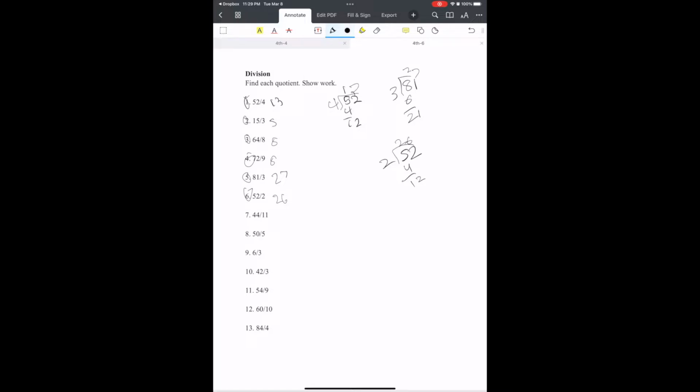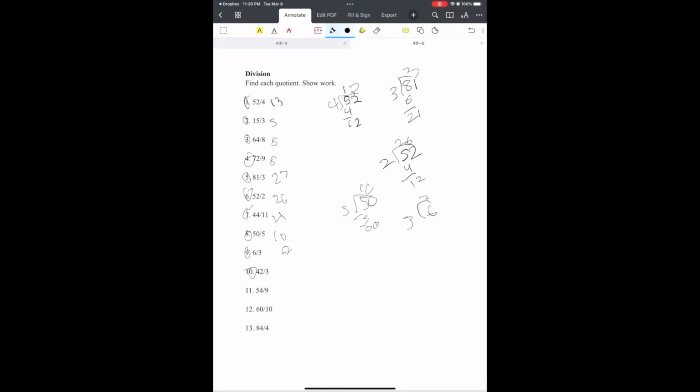44 divided by 11, this is in your multiplication table, so you know it's 4. 50 divided by 5, it's also your multiplication table, but you could do it right here. 5 goes into 5 1 time, minus 5 is 0, bring down 0, 5 goes into 0 0 times, your answer is 10. 6 divided by 3, this is your multiplication table, your answer is 2. If you really want, 3 goes into 6 2 times.